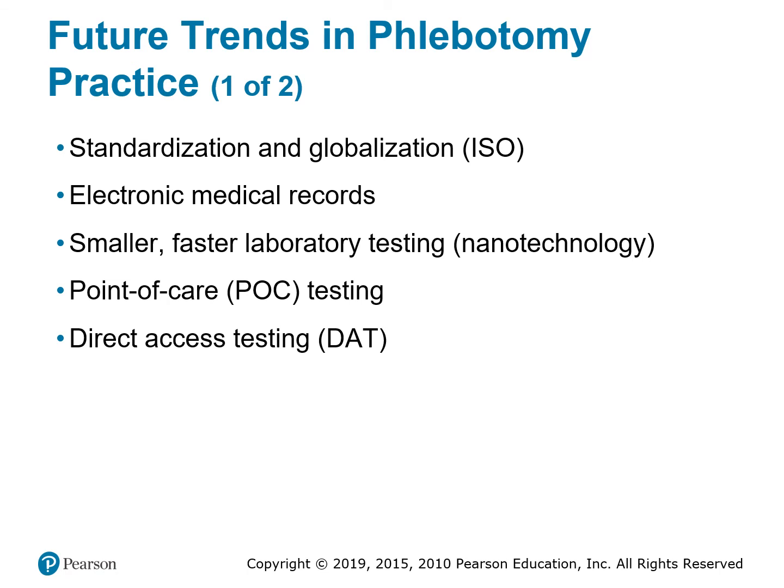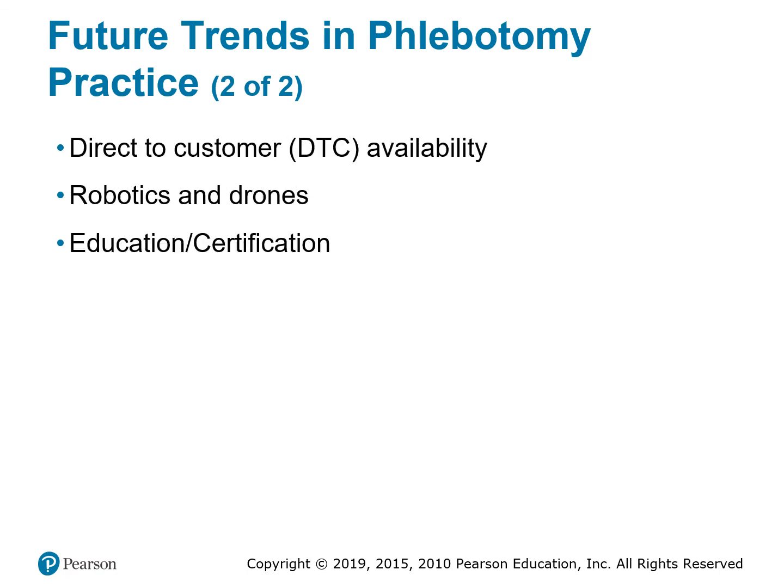And then we have direct access testing, or DAT. Direct customer availability, robotics, drones. As you know, there are some surgeries now where it goes in with a mechanical hand to correct the heart valve. It's not necessarily the doctor automatically popping open the chest anymore to put their hand in there and stitch it up. Sometimes it's just a little robotic hand and a little bitty incision, so they can correct any minute little thing within the heart now.